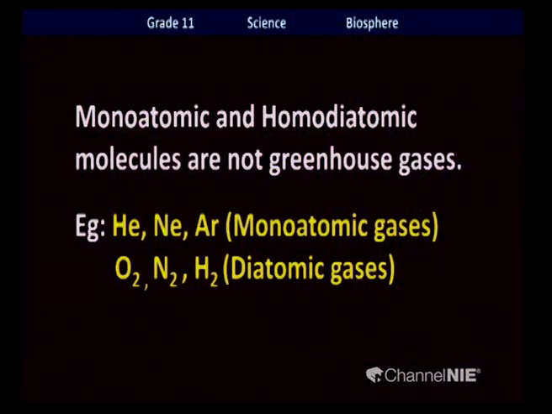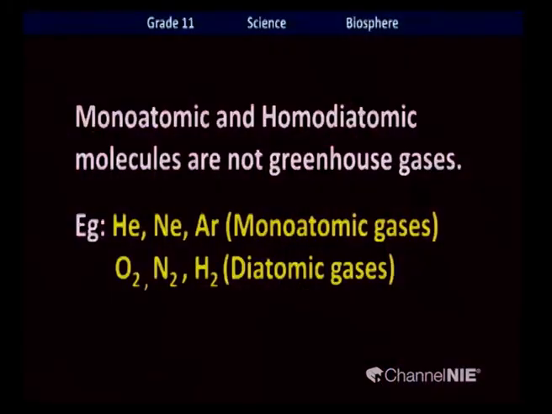In other words, we are in big trouble otherwise, because as you all know, nitrogen is 78% of the atmosphere and oxygen 21%. They are not greenhouse gases. If they became greenhouse gases, the temperature of the earth would rapidly increase. Therefore, monoatomic and diatomic gases are not greenhouse gases. Sometimes you can get questions like this in the exam: which of the following is not a greenhouse gas? Then you get three greenhouse gases and one of these, and the answer will be either a monoatomic or diatomic gas.